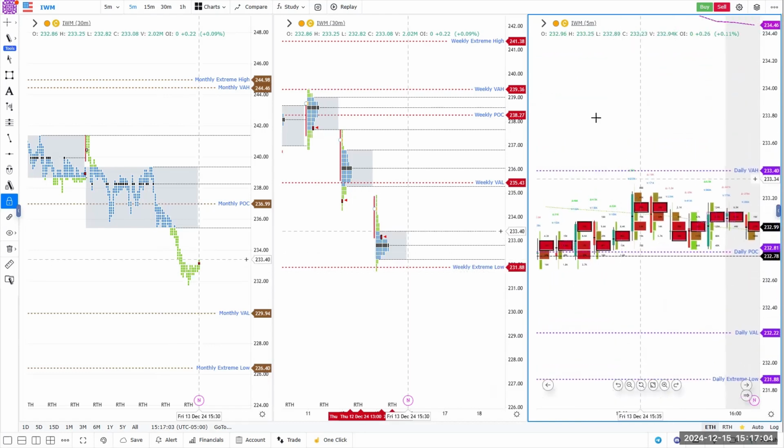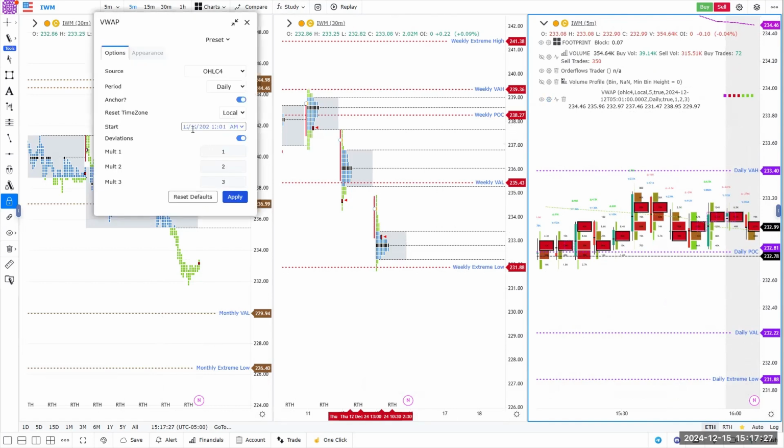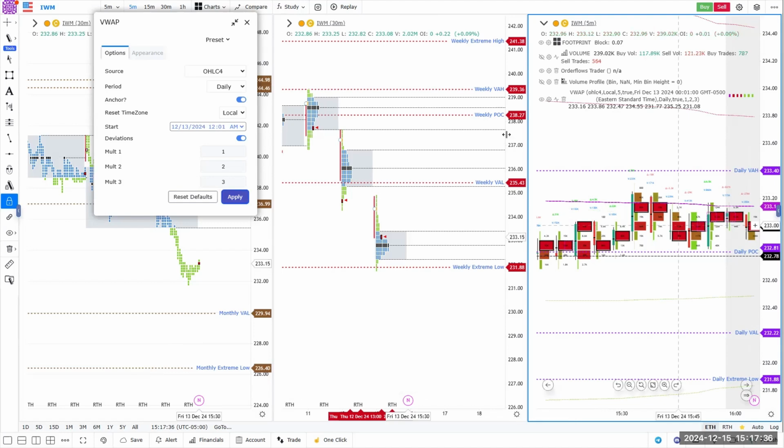Next, to get ready for next week, and especially for the first trading day, which is Monday the 16th, I want to change my anchor. I have my studies set on each chart, but I do my anchors on the daily chart. I'm going to hit this drop down and then the gear icon and change it from the 12th, which was Thursday, to reflect Friday the 13th. Hit apply, and you'll see everything change.